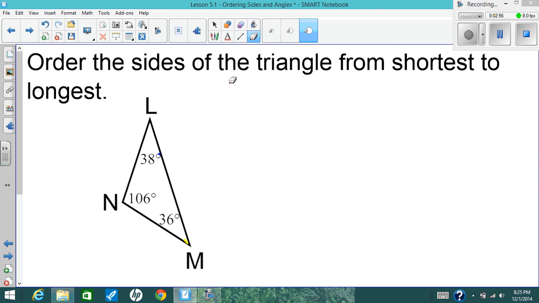So if we want to order the sides here, just given the angle measures, we can start by finding the shortest side, and that will be, we find the smallest angle, and that will be across from the shortest side. So the smallest angle here is angle M. The side across from angle M is side LN. And I'm talking about the length of that side, so I won't put the little segment symbol on top.